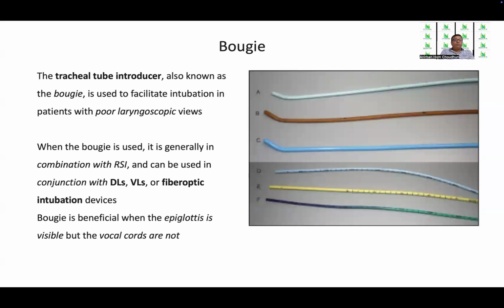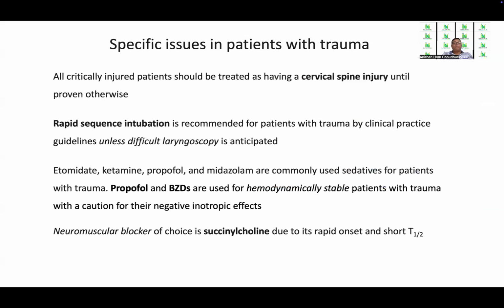The next is the bougie. Bougie is actually also called the tracheal tube introducer. It is used to facilitate intubation in patients with poor laryngoscopic views. When the bougie is used, it is generally used in combination with rapid sequence intubation and can also be used in conjunction with direct laryngoscopes, video laryngoscopes, or fiber optic intubation devices. However, we have to note that this bougie is beneficial only when the epiglottis is visible and the vocal cords are not, in all situations.